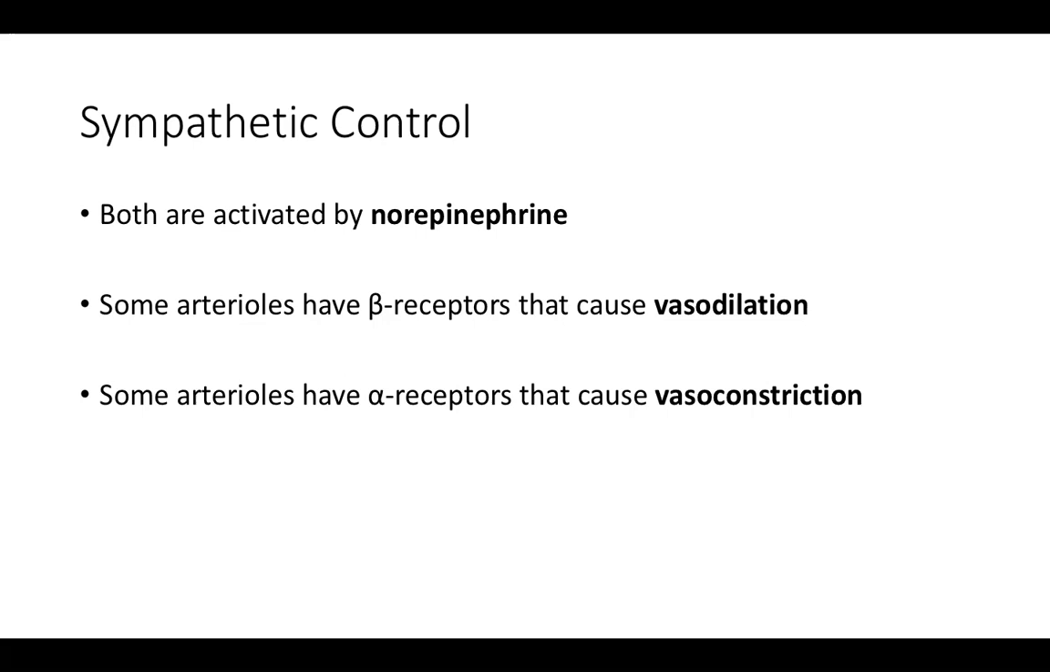Some arteries have those beta receptors that we talked about. And in general, those arterioles that have beta receptors in them will cause vasodilation, will actually have more blood flow to the tissue. And some arterioles have alpha receptors, which is a type of receptor we haven't talked about yet. And alpha receptors in general, those arterioles that have alpha receptors cause vasoconstriction.